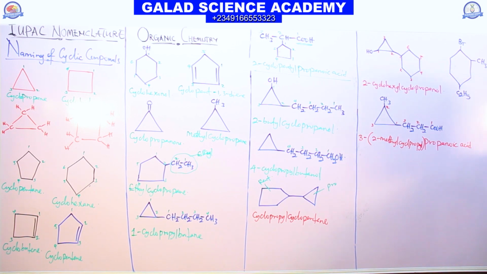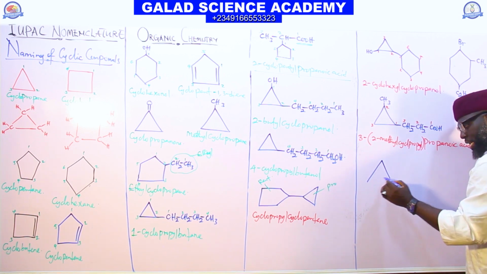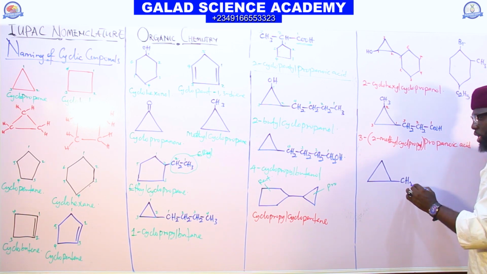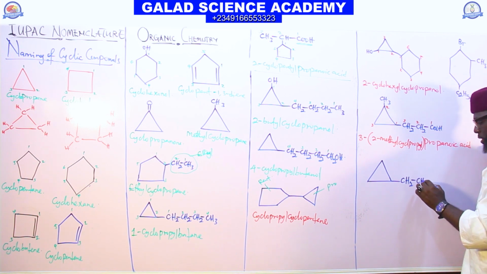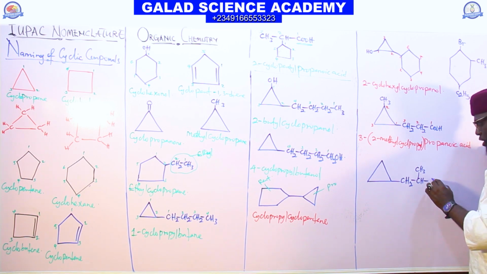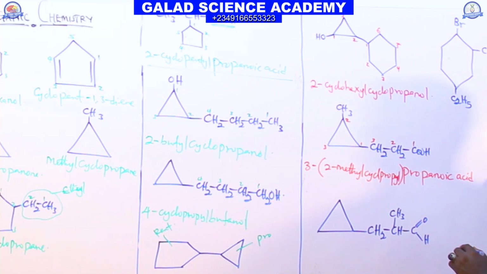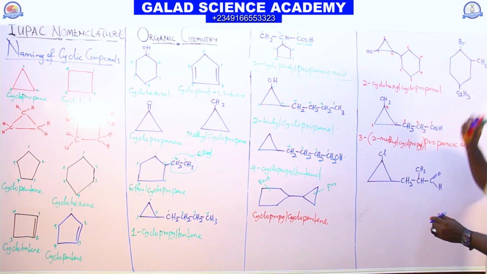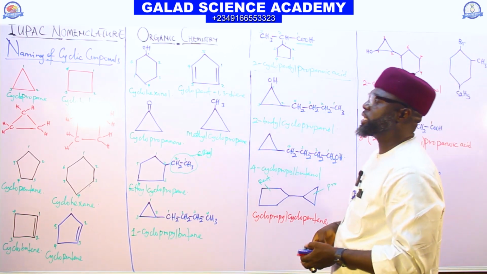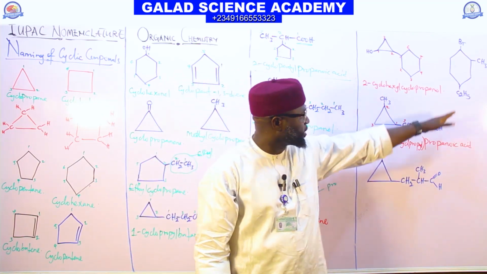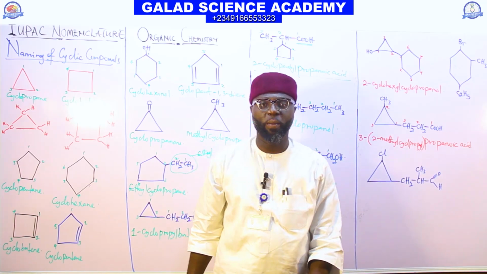This is the name of this compound. So my last question here, I will give you the same thing like that. I will now try to put CH2 here, another CH, and here I put CH3, then I put COH. Then let me put chlorine here. Please name this. So that is all about the naming of cyclic compounds. Help me to solve this and this one and tell me the answer in the comment section.